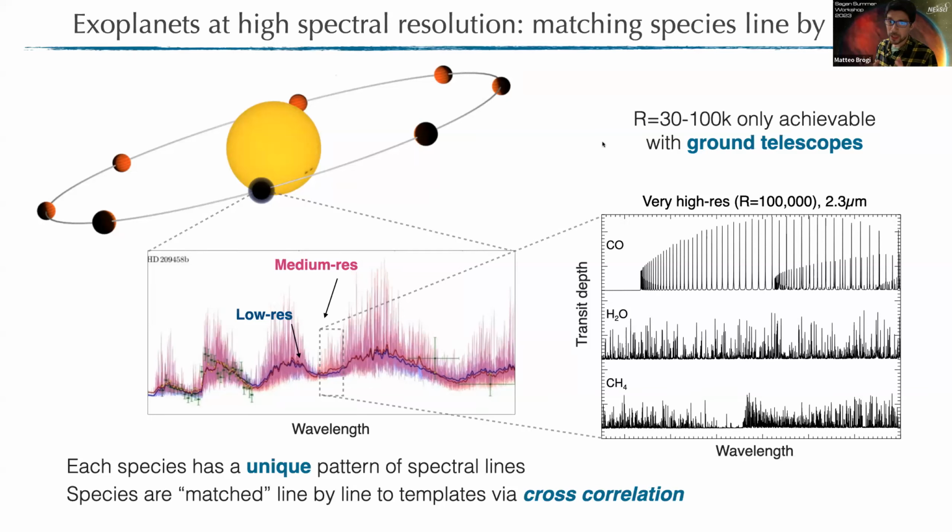So what you can start doing is really recognizing which species is which, not by the broad variations, but by looking at each individual line and matching it with models, with templates, line by line. For instance, by cross correlation, as Jason was already explaining before. But contrary to direct imaging and high resolution, for the majority of this talk I'm not talking about separating spatially the planet from the star. So the planet is always buried in the photon noise of the star.